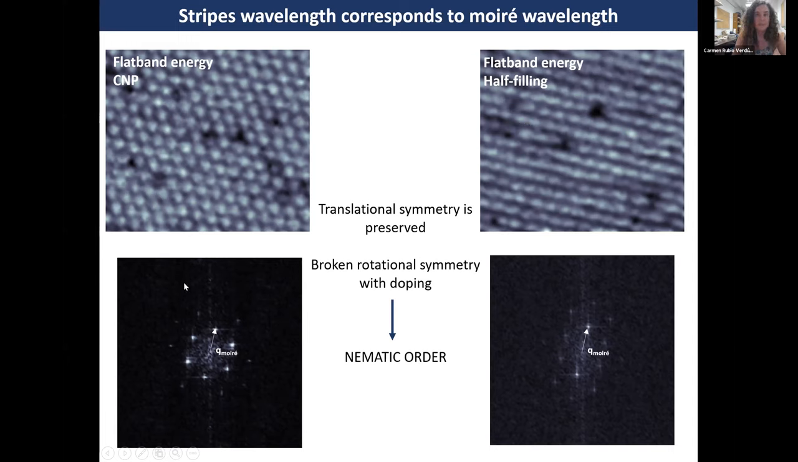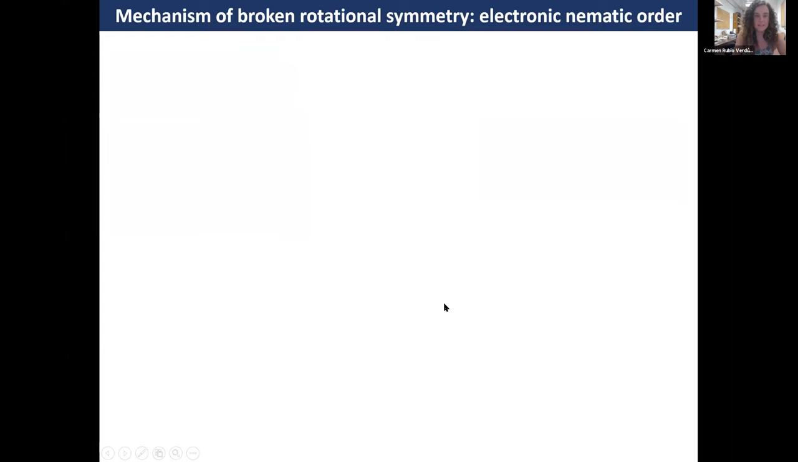and unidirectional. So if we look at the Fourier transformation of each of these two maps, when we are at charge neutrality, you can see that three Bragg peaks emerge. These just come from the Moire lattice, right? And then in the stripy phase, we see that two of the Bragg peaks vanish and only one survives. And this one that survives is exactly the same one as in this case. So basically what I'm saying is that translational symmetry is preserved in the system, but rotational symmetry is broken, right? And this is precisely what one would expect from nematic order, from a nematic phase. Yeah, a nematic phase is just a system where rotational symmetry is broken.